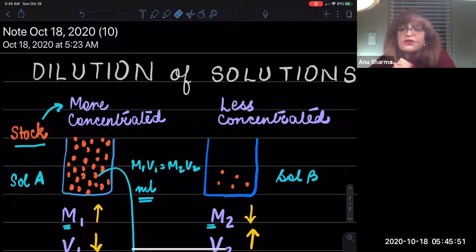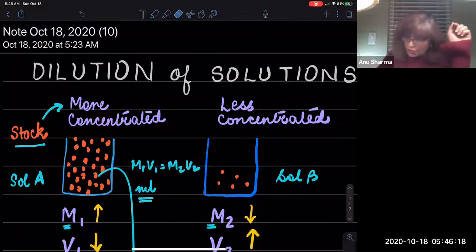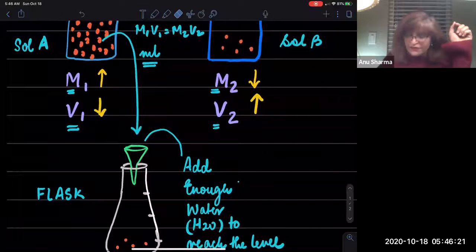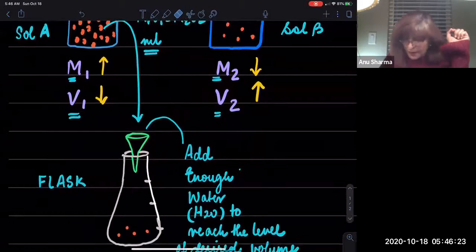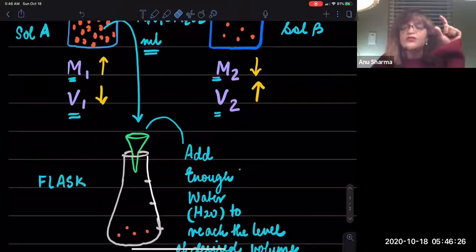Or maybe in general, in any setting, an experiment may demand a much lower concentration. And so in those situations, you have to make dilute solutions. So how do we do this? First of all, you're going to take a solution that is a very high concentration, and you're going to take a small amount of that higher concentration solution, and put it into a flask, through the funnel, of course. That small amount is put into the flask.